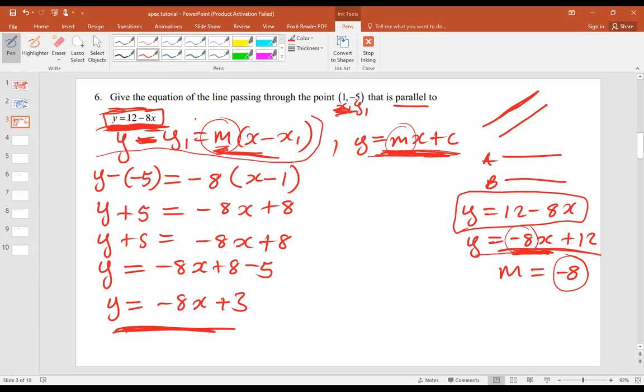I just got the coefficient of x, and then I replaced it in the general equation of a straight line. Where there is y1, I replaced -5. Where there's the gradient, I put -8. And where there's x1, I put 1. Then I multiplied through by -8 to get -8x plus 8. After multiplying, I took this 5 to the other side of the equal sign to get this equation here. Then I subtracted 5 from 8 to get +3. So this is the equation we have.